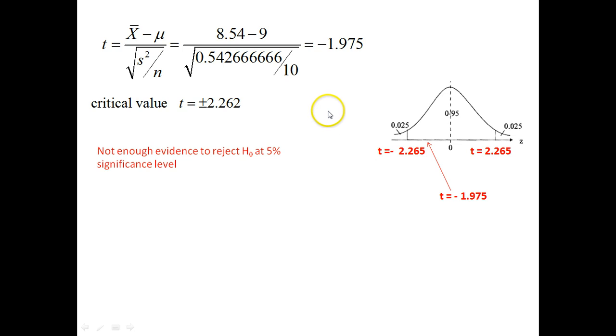So it's virtually the same as before, just different tables, and we are always given the significance level in these questions.